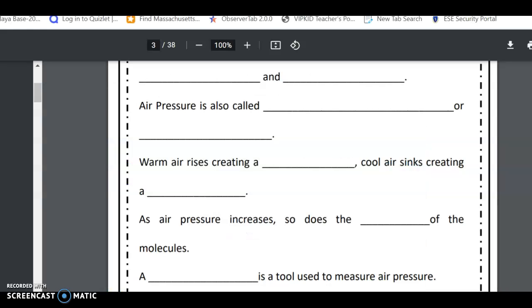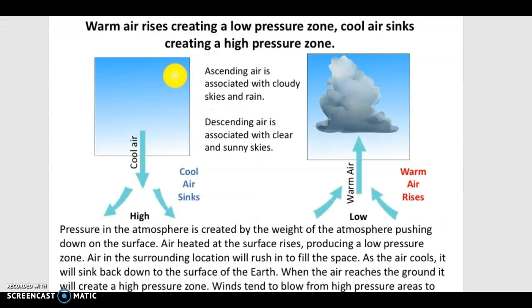Now the next thing I want to talk about is the relationship between warm air and cold air and air pressure. So we learned about a convection current in our unit about matter, right? So convection current is just heat transfer through the rise of warm air and the dropping of cool air. So if we think about our convection current in the sky, here's your next keywords on your worksheet. Warm air rises, creating a low pressure zone, and cool air sinks, creating a high pressure zone.